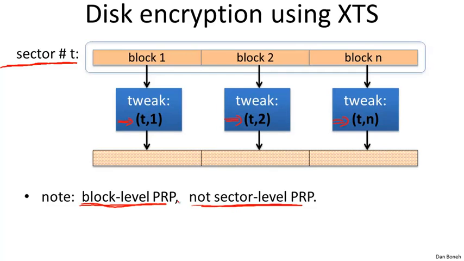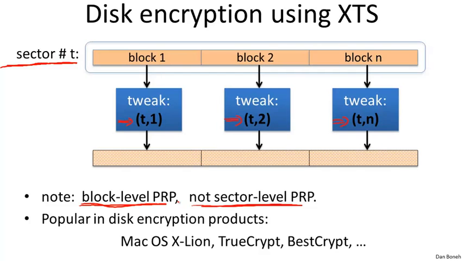The distinction between a sector and a block is somewhat artificial, and this XTS mode actually provides deterministic CPA encryption at the block level, at the 16-byte level. That's the goal. And this mode is fairly popular in disk encryption products. I just wrote a couple of examples here that support XTS. So I wanted you to know that this, in fact, is how disk encryption is commonly done in practice.